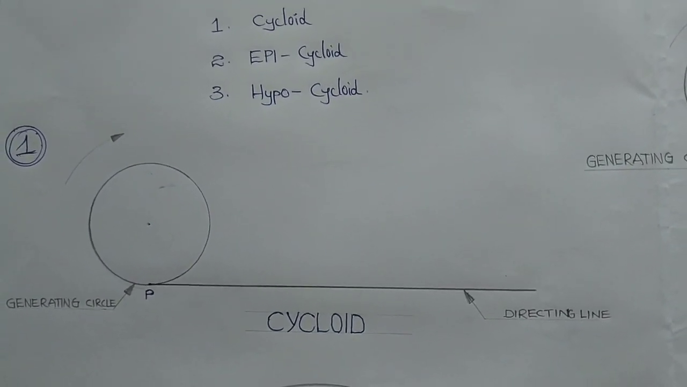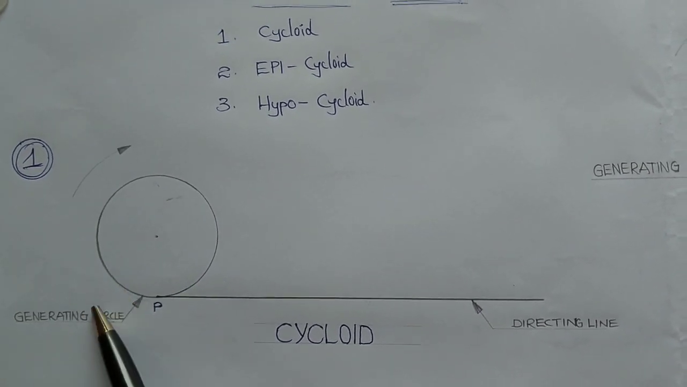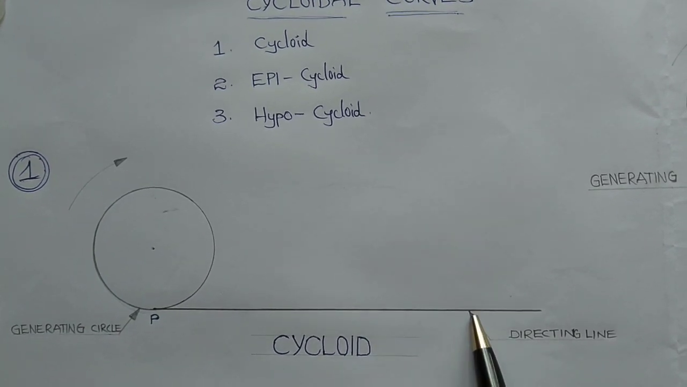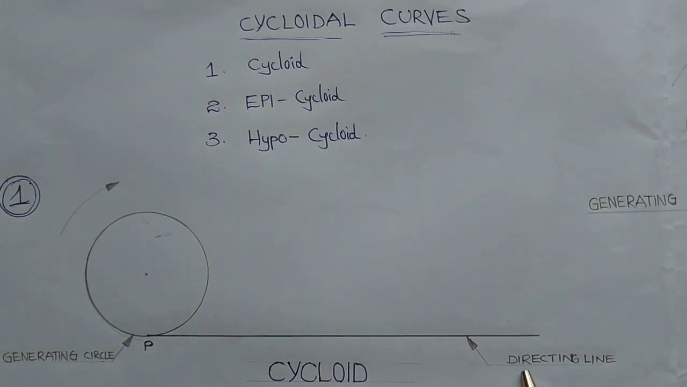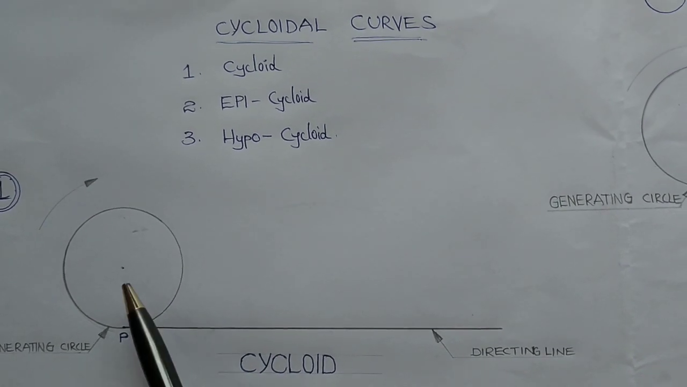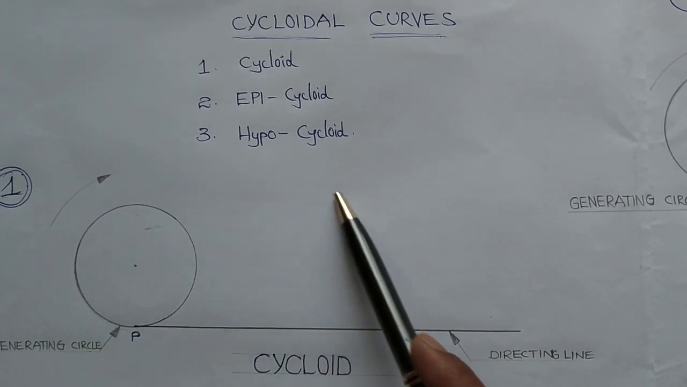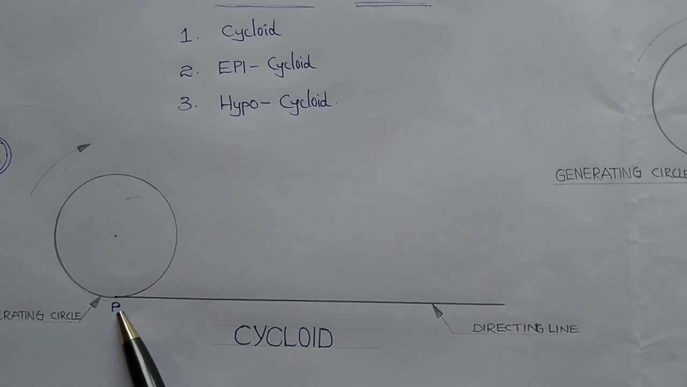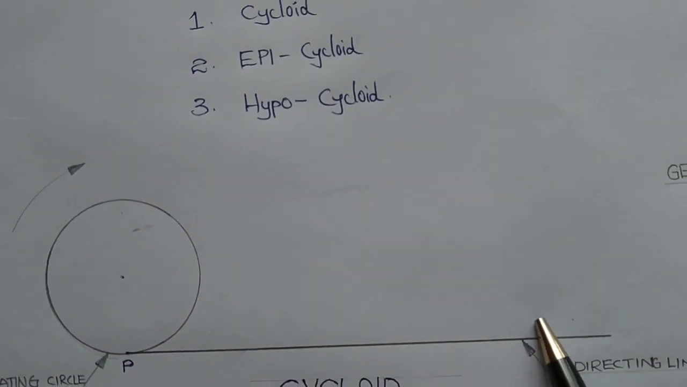For that purpose, we need a circle that is called the generating circle. Generating circle means this is a movable circle. And next, this line is called the directing line. Directing line means it is a fixed line. So in the formation of cycloid, this circular plane is rolling 360 degrees in clockwise direction, so that we can trace the movement or path of the point P. That path is called cycloid.